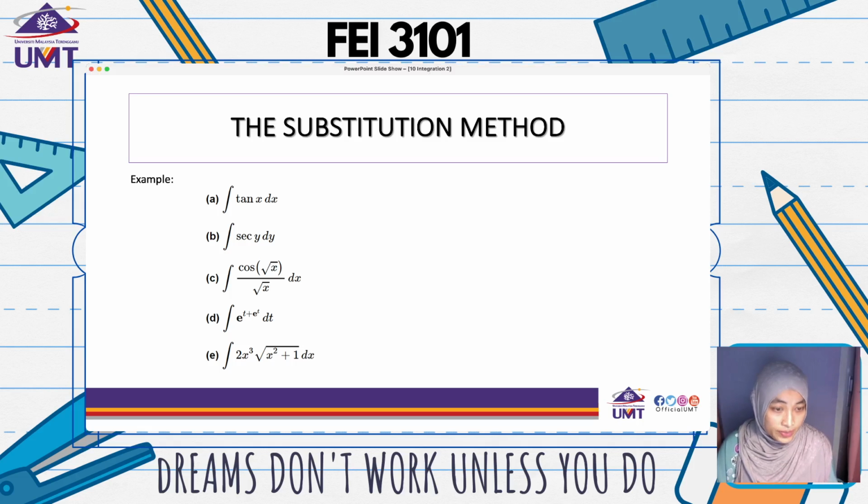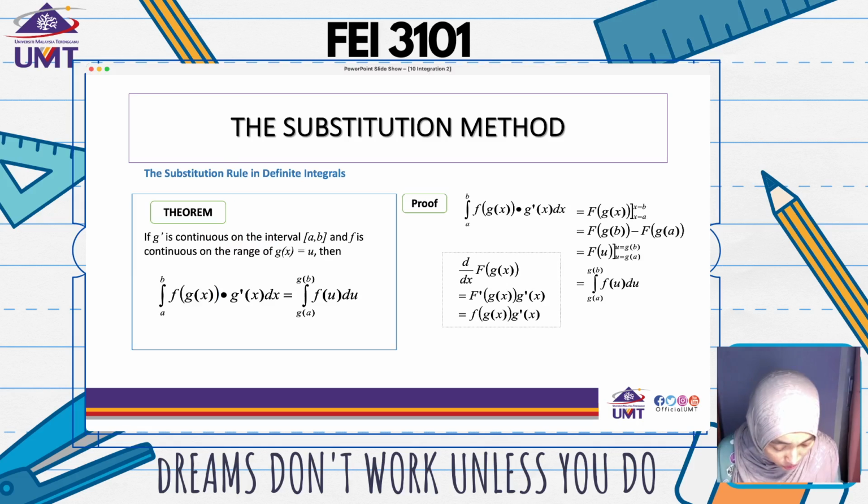Okay, moving on, students. We want to have a look at the substitution rule in definite integrals. It's just the same as before, but we have the limits here, we have the range here. So if g prime is continuous on the interval a, b, and f is continuous on the range of g, with g(x) equal to u, then the integration will be right. The new range will take the new limits, which means when you substitute the function, don't forget to substitute the new range.